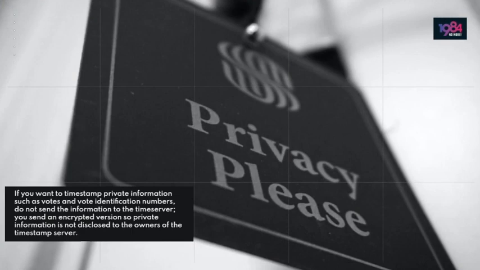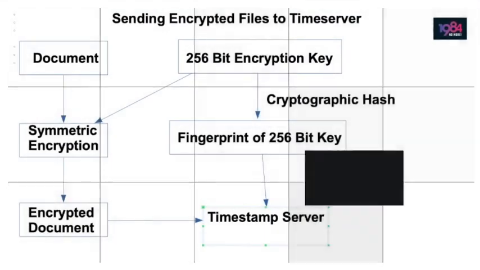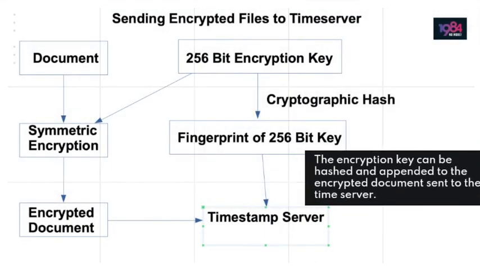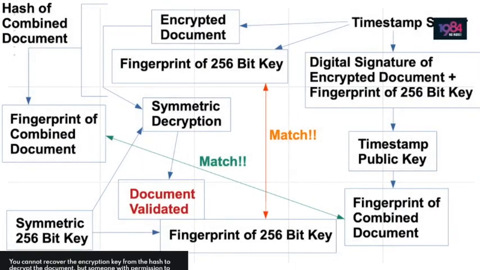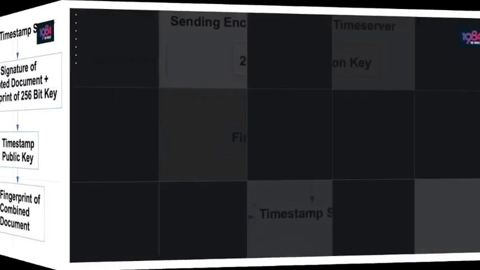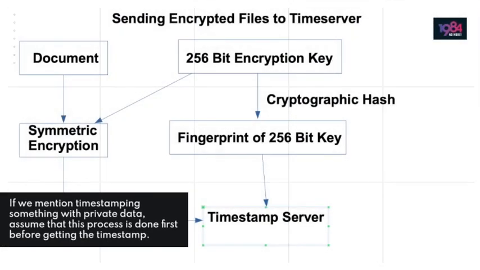If you want to timestamp private information such as votes and vote identification numbers, do not send the information to the time server, you send an encrypted version so private information is not disclosed to the owners of the timestamp server. The encryption key can be hashed and appended to the encrypted document sent to the time server. You cannot recover the encryption key from the hash to decrypt the document, but someone with permission to view it will have the encryption code, and can prove it is the one supposed to work on the timestamp both from the hash of it and the fact that it will successfully decrypt the document. If we mention timestamping something with private data, assume that this process is done first before getting the timestamp.